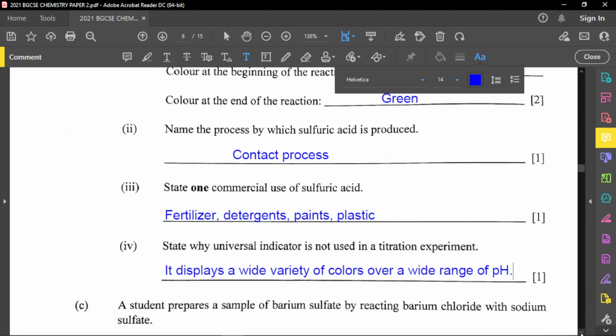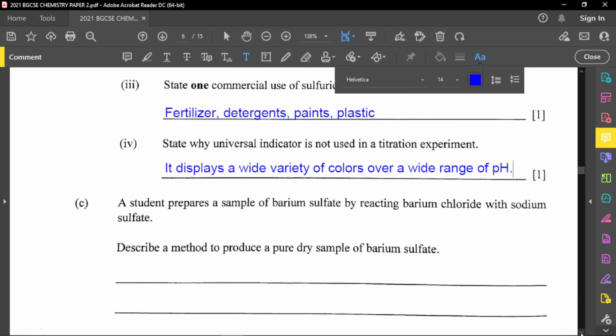reading. So in titration, you want to know exactly when the reaction reaches the end point. So to use the universal indicator, you will miss the end point. More likely you will miss it. All right? More often than not, you're going to miss it, as a matter of fact.